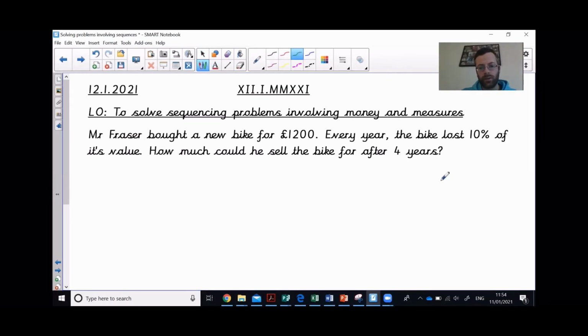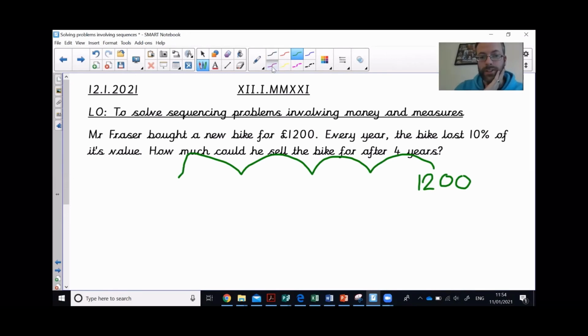So I'm going to start off with 1,200, and I'm going to work backwards because I'm taking away. And then I'm taking away 4 lots. 1, 2, 3, 4. And I'm taking away 10%. So I need to find out what 10% of this is. Well, to find 10%, hopefully you can remember, divide it by 10. So 10% is going to be 120. So in its first year, it loses £120.